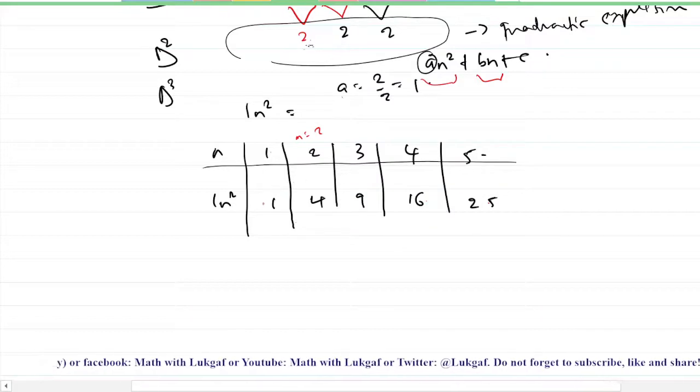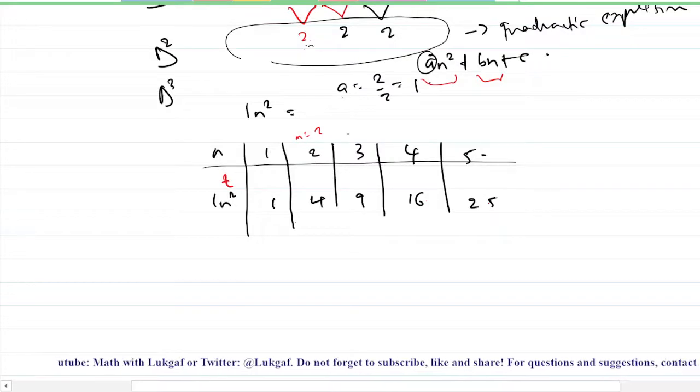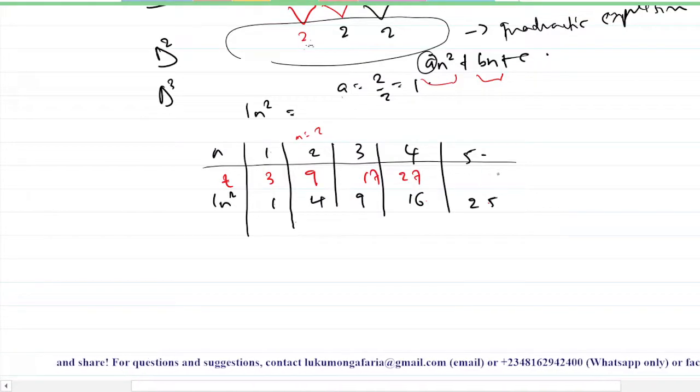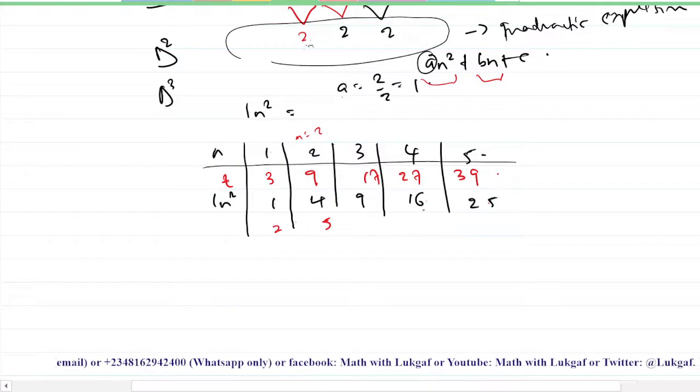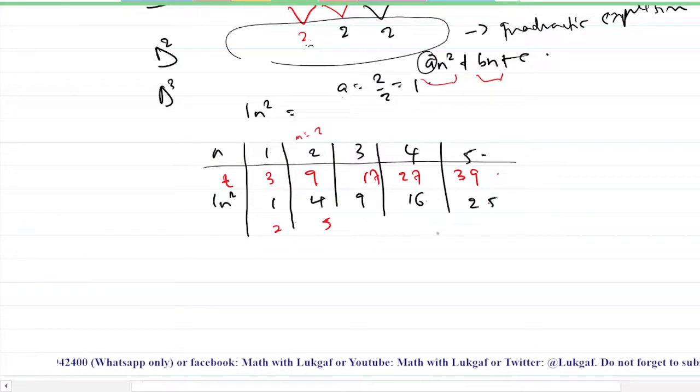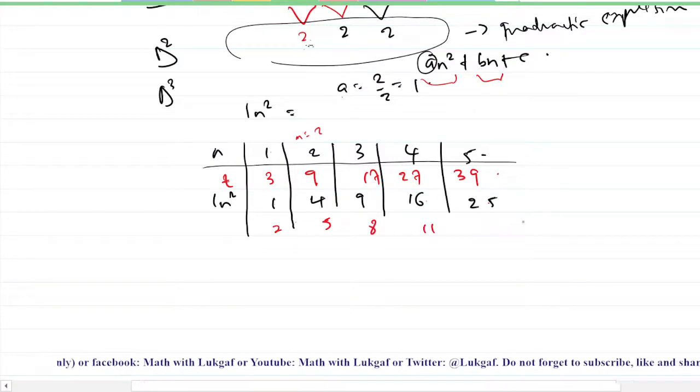Before you continue, you have the general term here and you have the number here. Let me write the number to make it clearer. I think we have 3, we have 9, 17. I want to use the same approach like we've used the other time. Okay, now let us subtract that. That will give me 2. Then this will give me 5, 8, 11, and 14. You understand now?